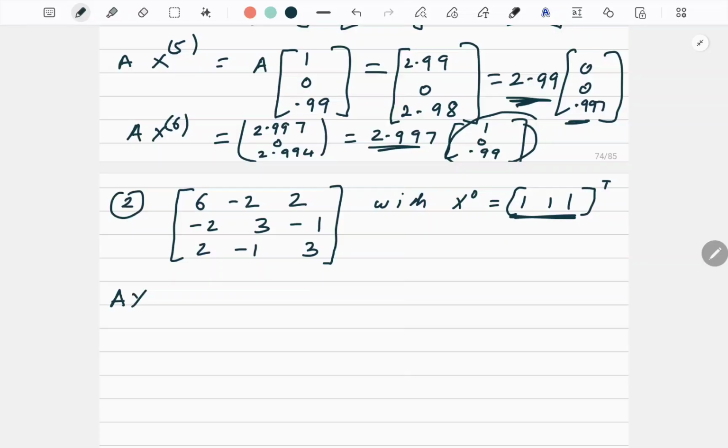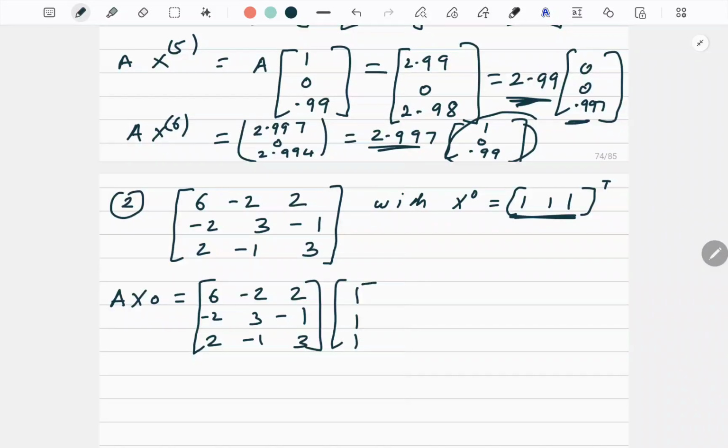So let me start with A x0. So A x0 means the matrix 6, minus 2, 2; minus 2, 3, minus 1; 2, minus 1, 3, multiplied by 1, 1, 1. Again I will suggest you, please practice it on calculator. In the beginning you will feel that doing manual is much better, but when you practice calculator you will realize it saves a lot of time and it gives a lot of accuracy to you, right?